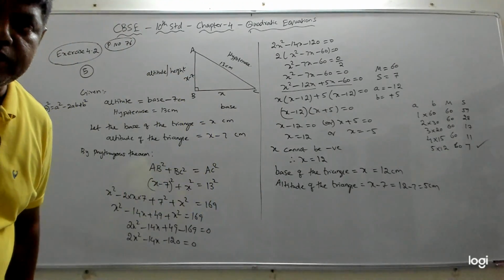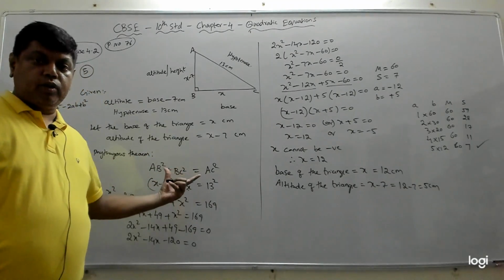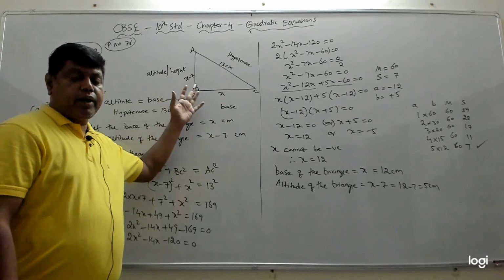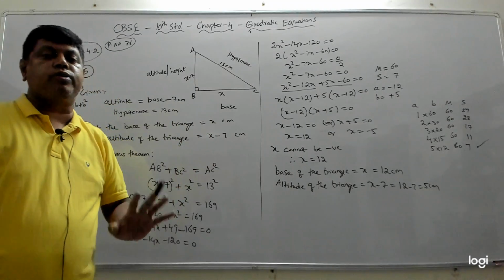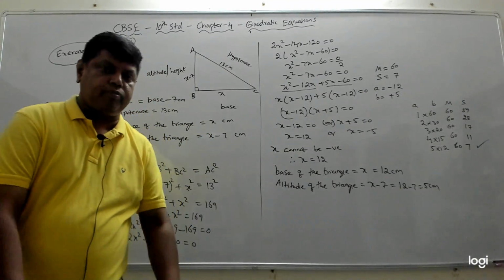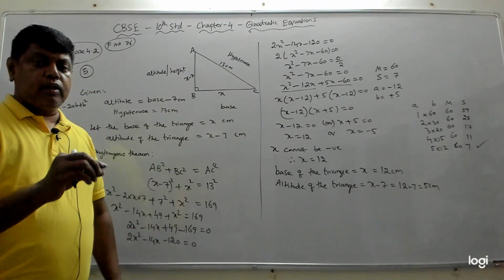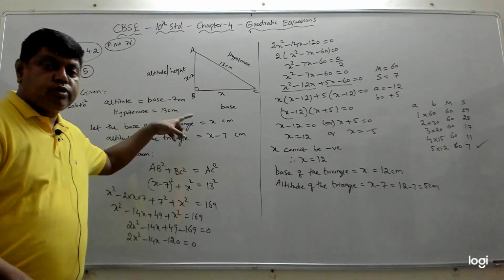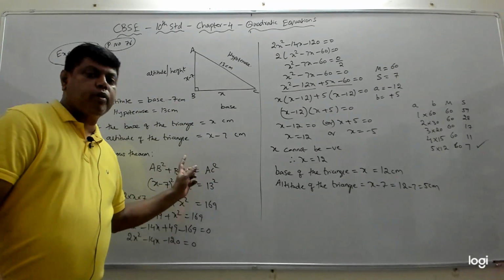Clear? How to do this? It's an easy question, but you need to apply the Pythagoras theorem. The Pythagoras theorem states that in a right angle triangle, the square of the hypotenuse is equal to the sum of the squares of the other two sides. That is the Pythagoras theorem. You can also say the sum of the squares of the other two sides is equal to the hypotenuse square.